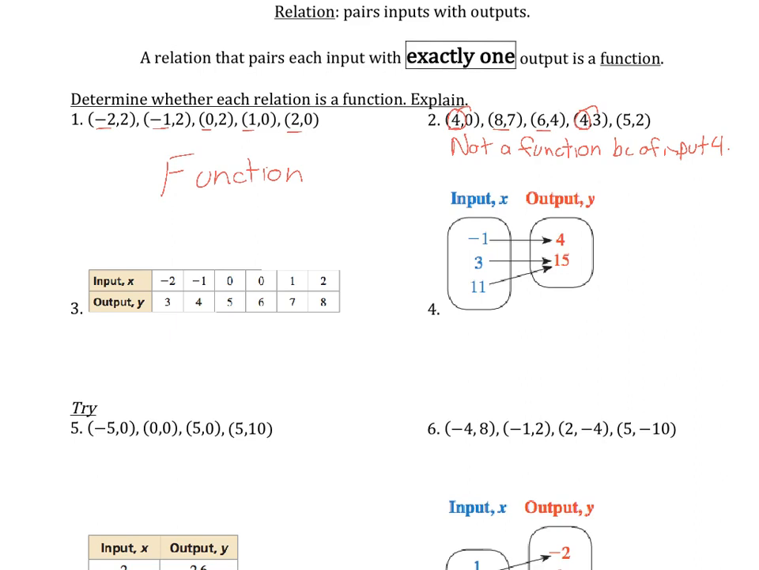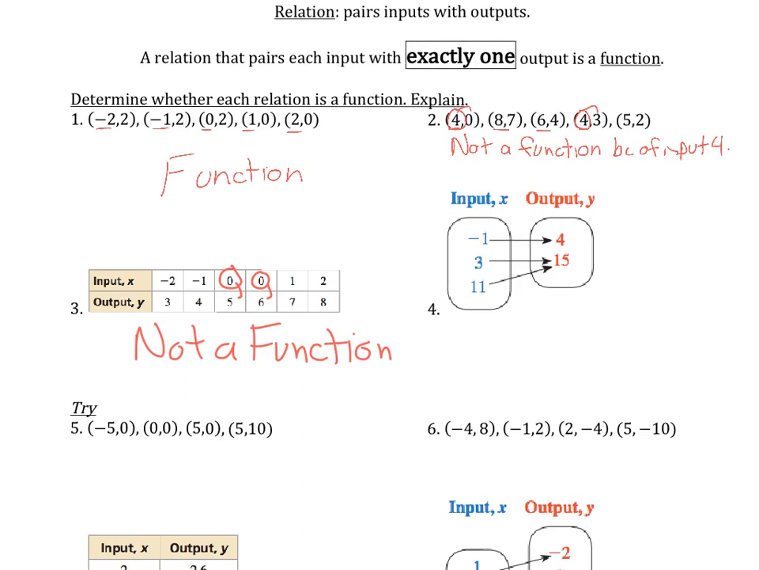All right, now let's look at some different representations of data. So number 3, we have to realize that these are our ordered pairs, right? So I check these inputs. Do any of them repeat? I see that 0 repeats with 2 different outputs. So I would say not a function, and that would be because of the input of 0.